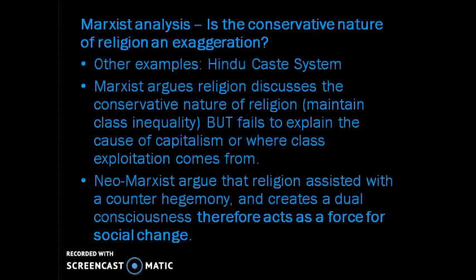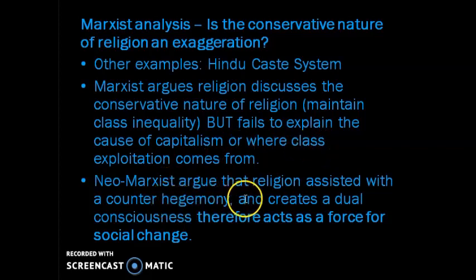Well, other examples that you could use is the Hindu caste system. And this caste system divides Hindus into 4 main categories. And many believe that these groups originated from the Brahma, the Hindu god of creation. It has origins in ancient India and was transformed by the various ruling elites to maintain class inequality. So therefore, Marxists argue religion has a conservative nature, which is to maintain class inequality, but it fails to explain the cause of capitalism or where class exploitation comes from.